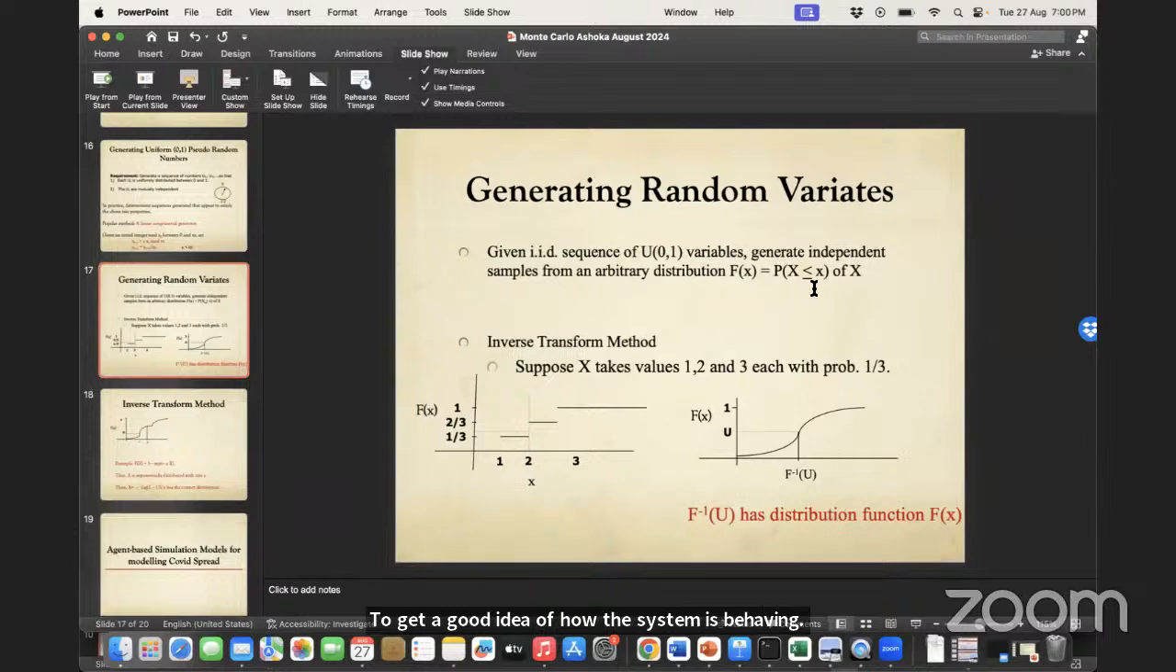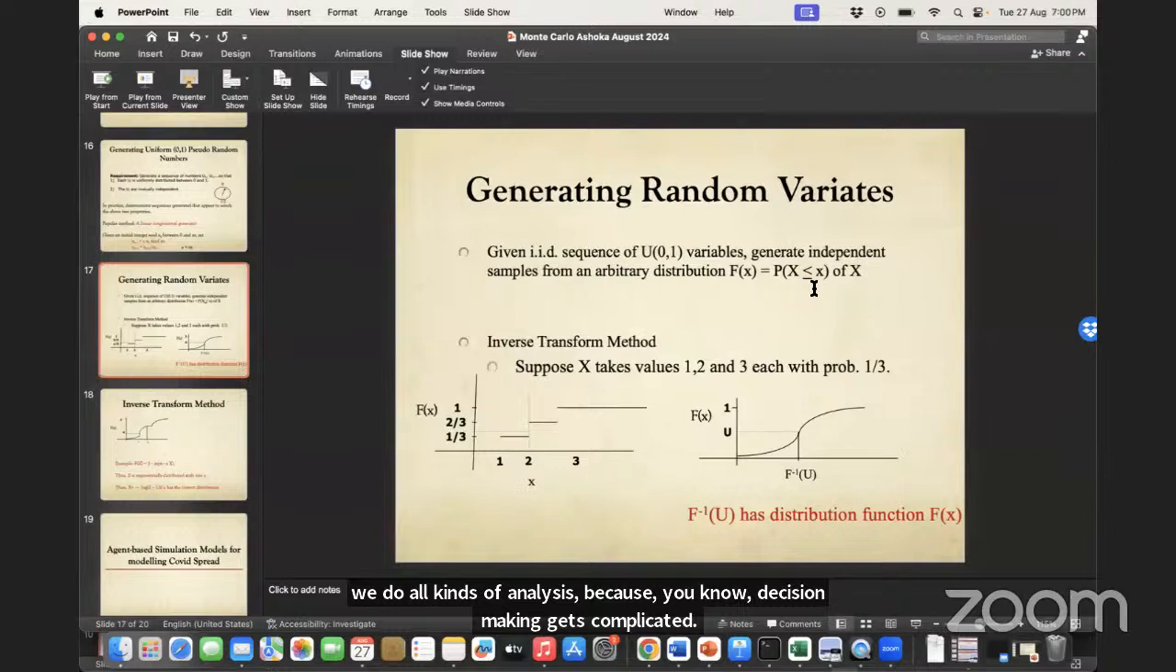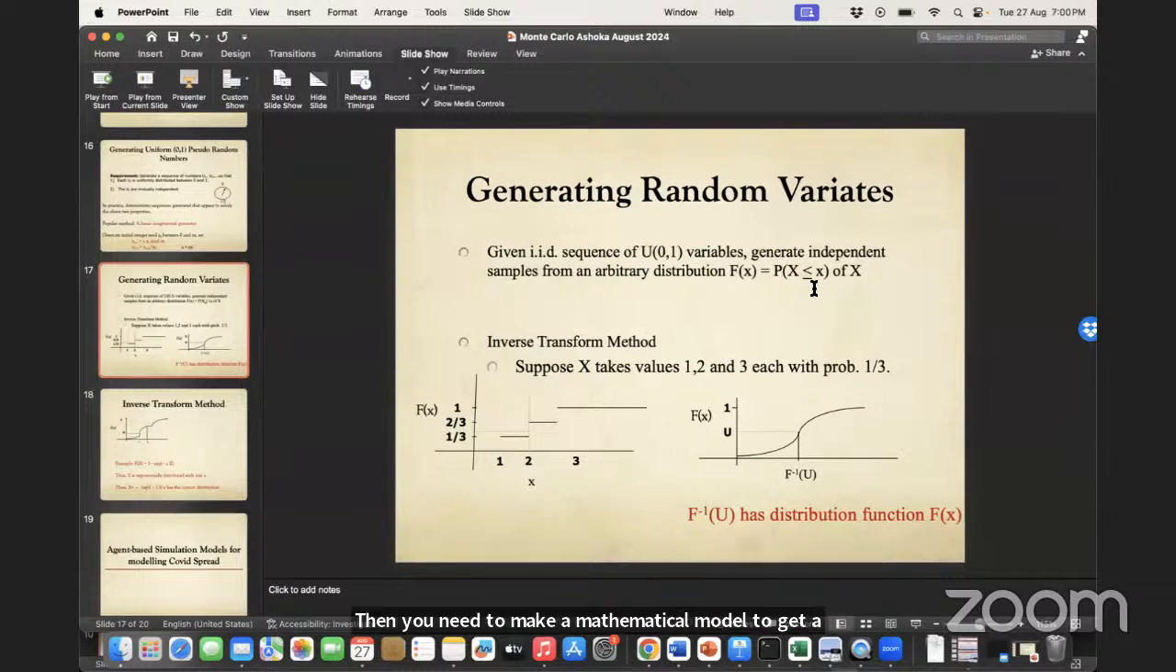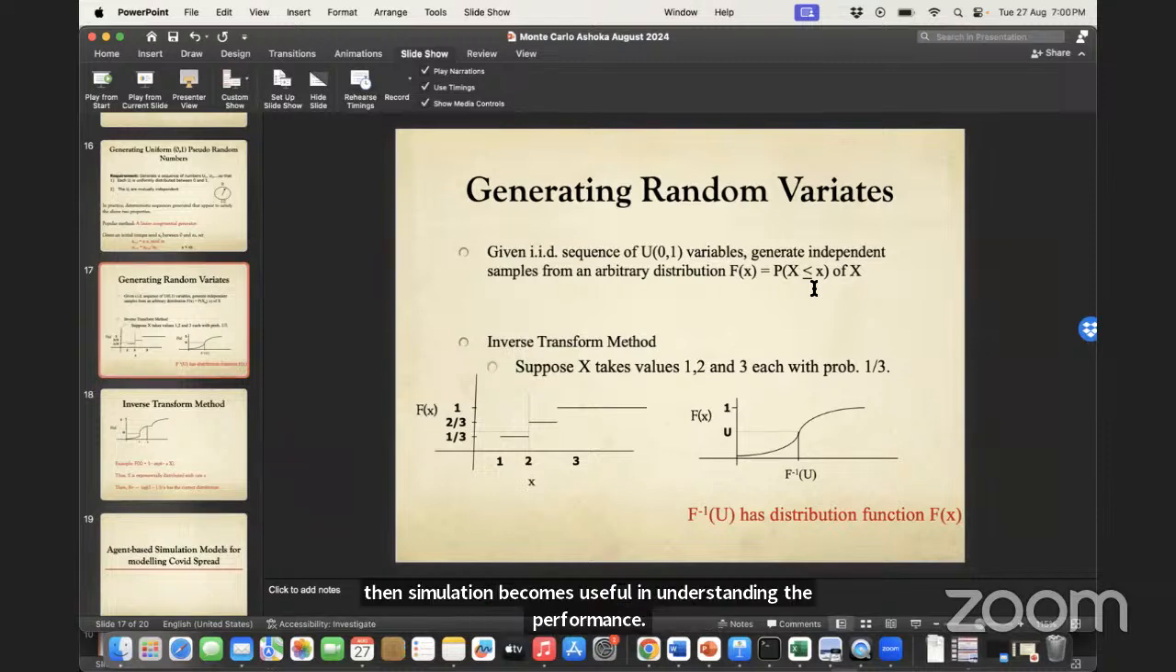Because decision making gets complicated very quickly. So we make decisions based upon the few facts that we know. We don't need any mathematical modeling. But when millions of people are involved, then you need to make a mathematical model to get a better idea of how the processes are going to evolve. And mathematical models in the real world, in businesses, and outside of science involve all kinds of uncertainties. You model them using probability distributions, and then simulation becomes useful in understanding and optimizing the performance. You have to make decisions. So Monte Carlo simulation allows you to play with the space of decisions and find the best ones.